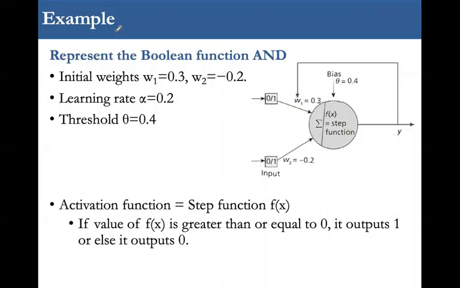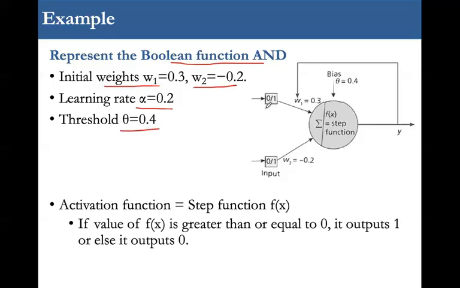Welcome back. In this video, we learn an example for perceptron. Here, we try to represent a Boolean AND function. First, we initialize the values. The weights are initialized as W1 equal to 0.3, W2 as minus 0.2. The learning rate is defined as alpha equal to 0.2. The threshold is represented as theta equal to 0.4.